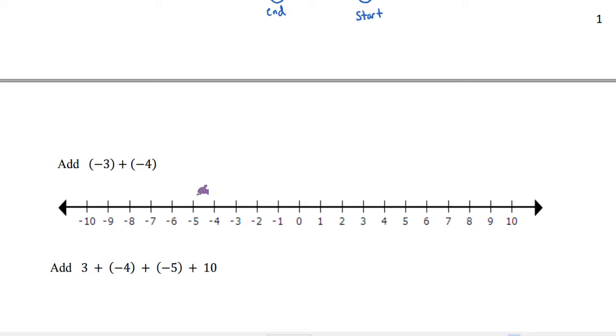And then in this situation, if you want to do the same thing, well, our start will be at -3. And we're going to go in the negative direction 4 times. So 1, 2, 3, 4, and we end up at -7. And again, notice here we sort of added them, but the magnitude did increase here.